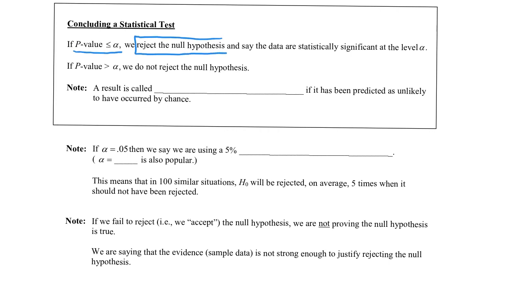What we're going to do every time we do one of these statistical tests is calculate the p-value. We're going to look at alpha, which will always be given. And then if the p-value is less than or equal to alpha, we reject the null hypothesis and we say that the data are statistically significant at the level alpha.